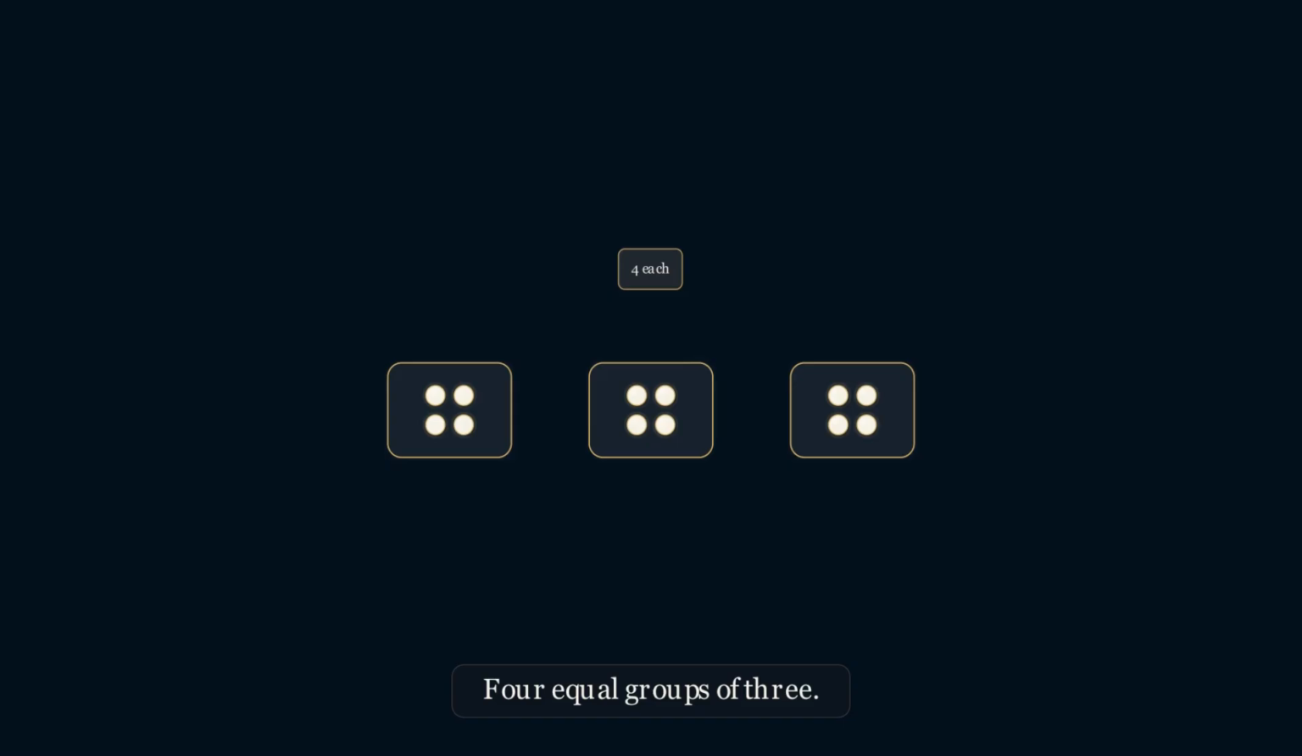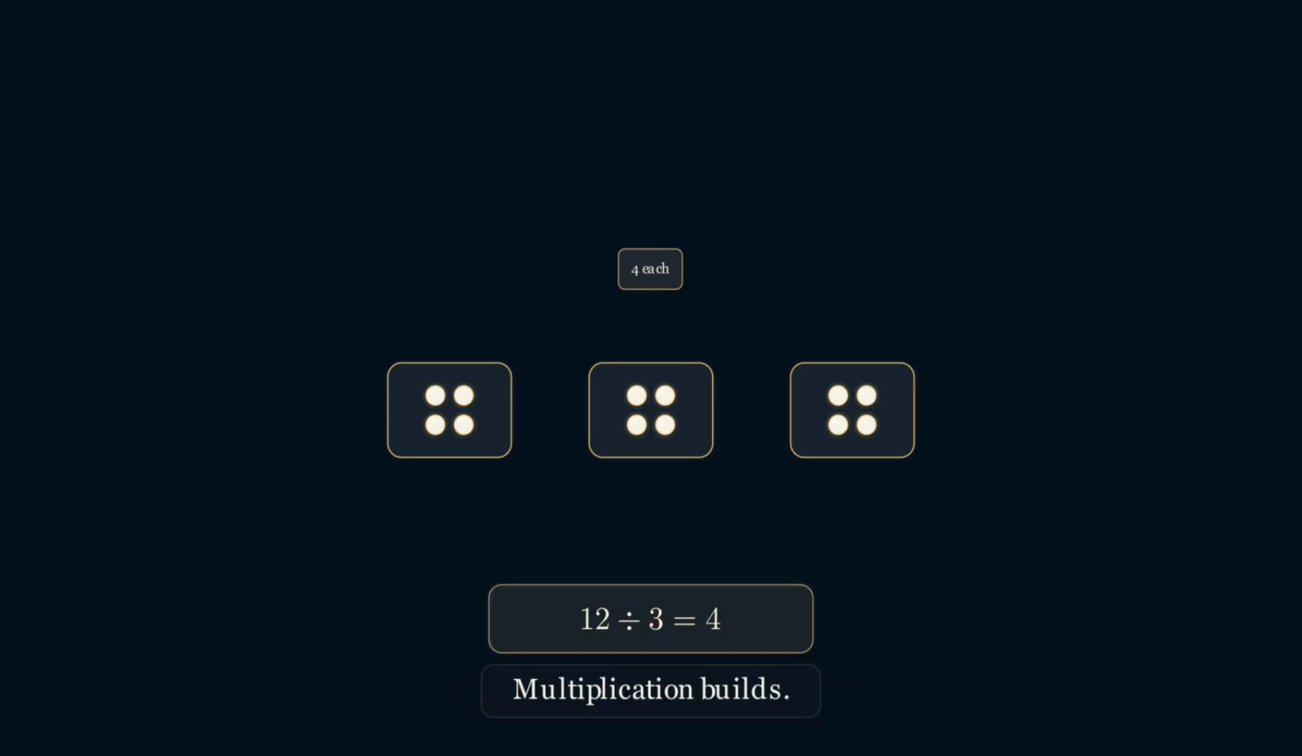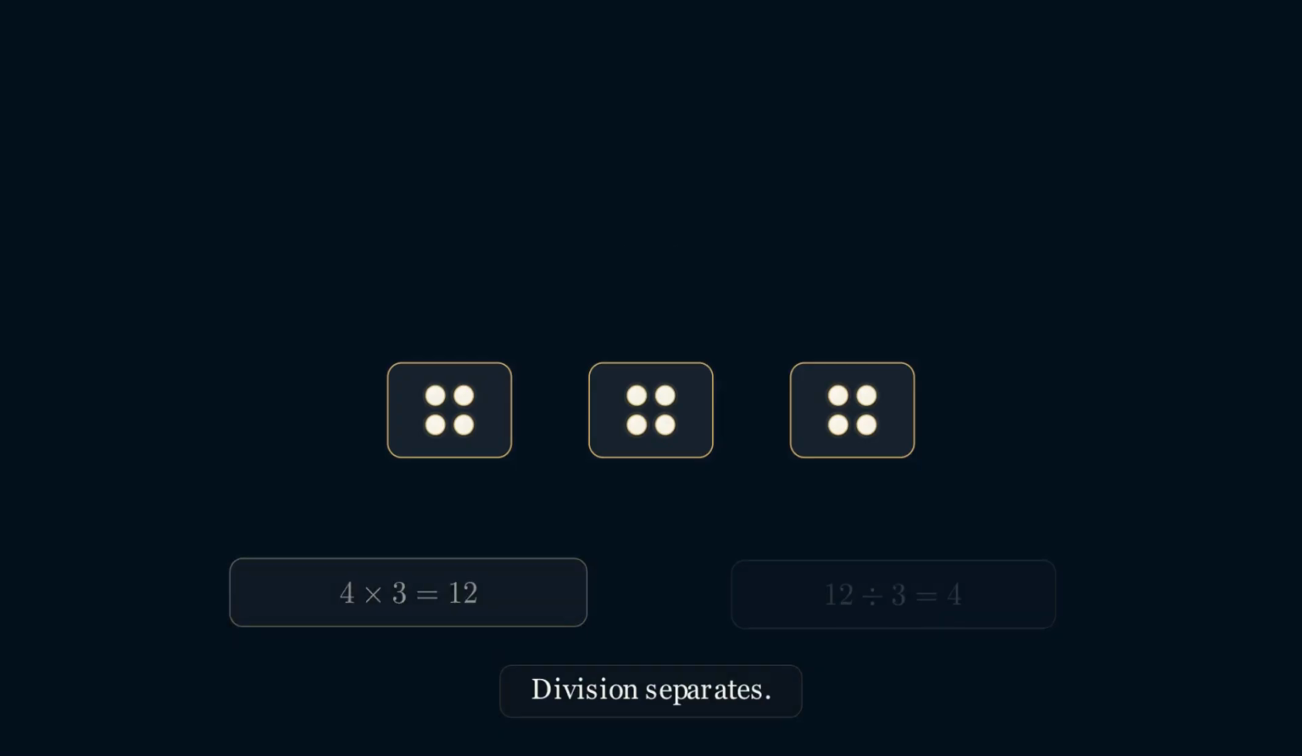So division starts with the total and separates it into equal groups. 12 divided by 3 equals 4. Multiplication builds. Division separates. These 2 ideas are connected from the beginning.